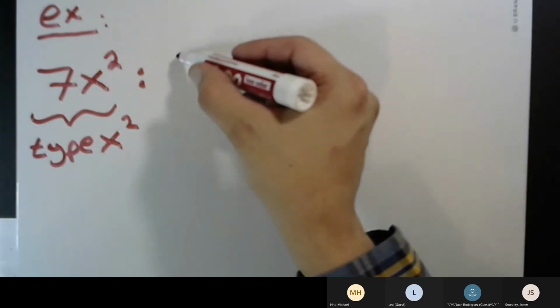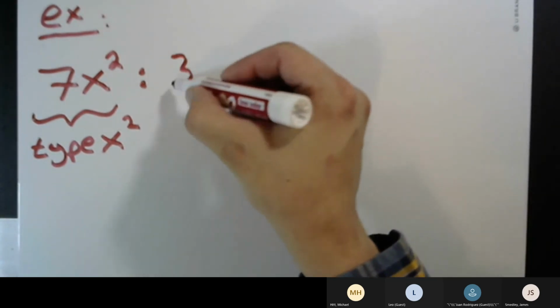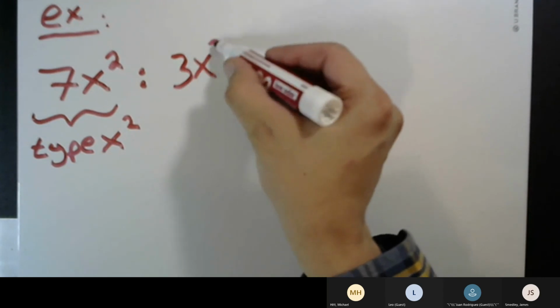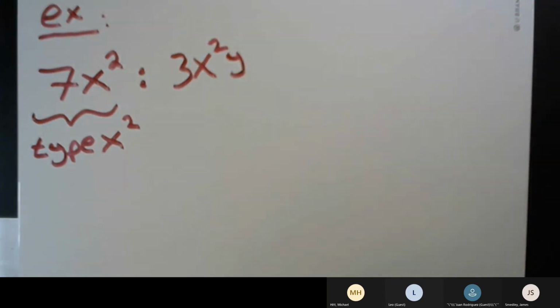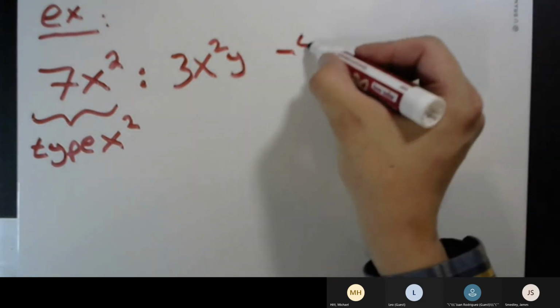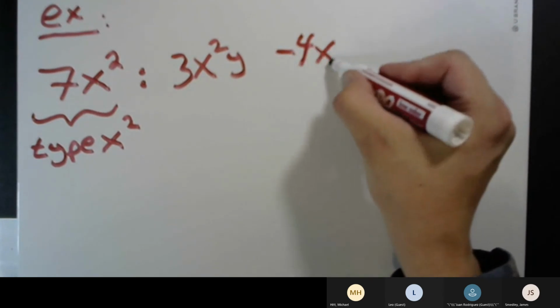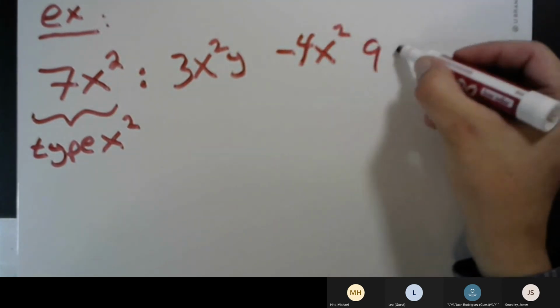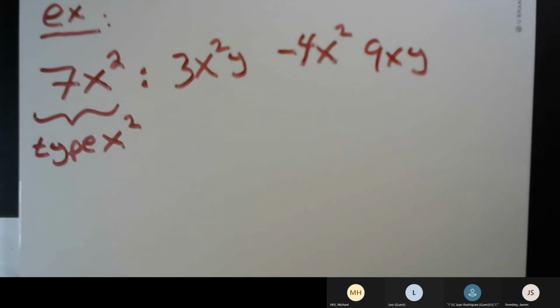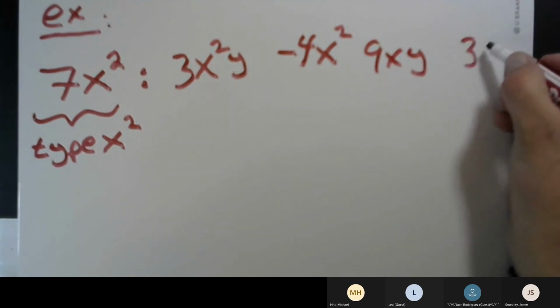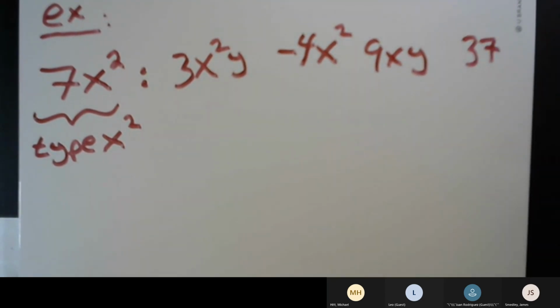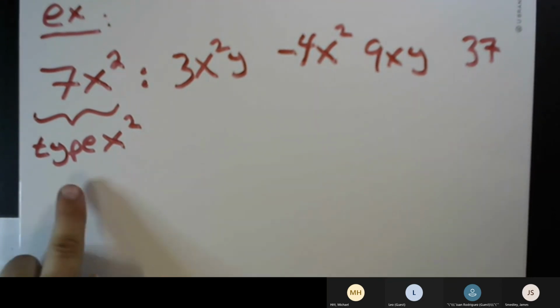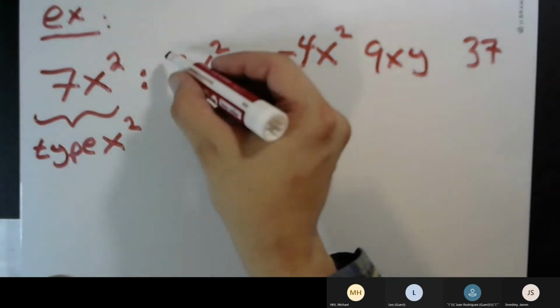Now let's look at some terms. So let's say we have 3x squared y, negative 4x squared, 9xy, and 37. Well, are any of these the same type as this?